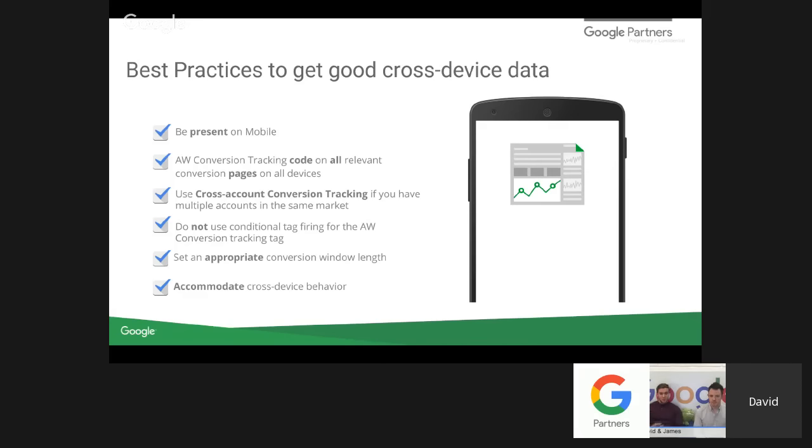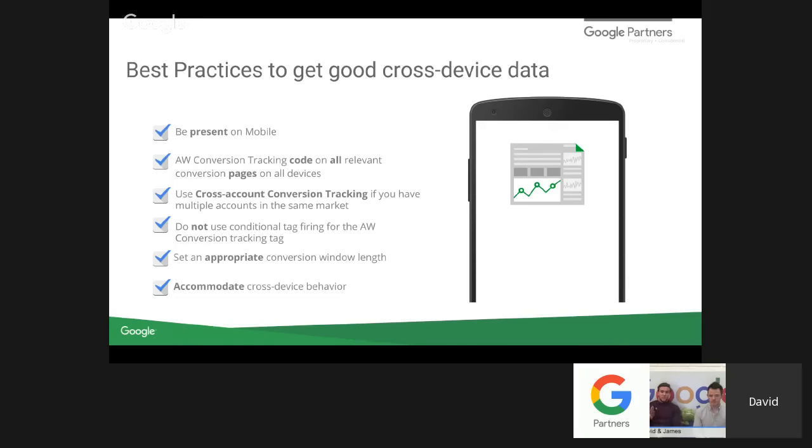So it's important to use cross-account conversion tracking if you have multiple accounts in the same market. You need to remember as well, do not use conditional tag firing for AdWords conversion tracking tags. So for instance, within Google Tag Manager, it's important not to specify, for instance, this tag should only fire for desktop conversions or this tag should only fire for mobile conversions. So it needs to be open to all conversions.